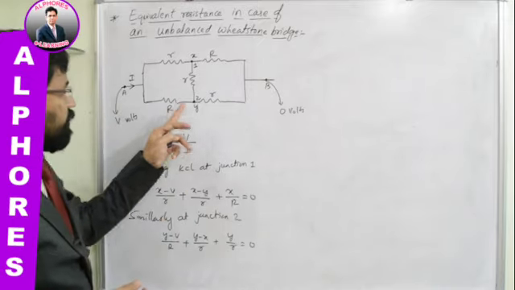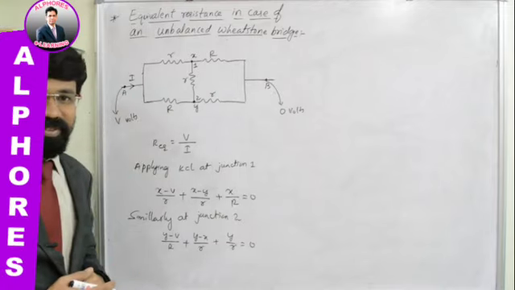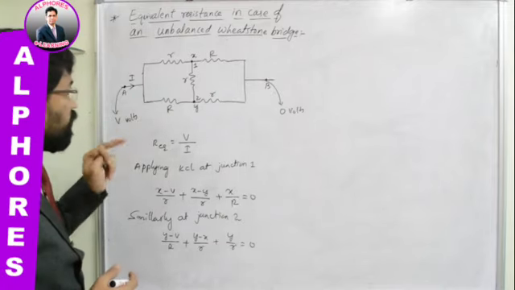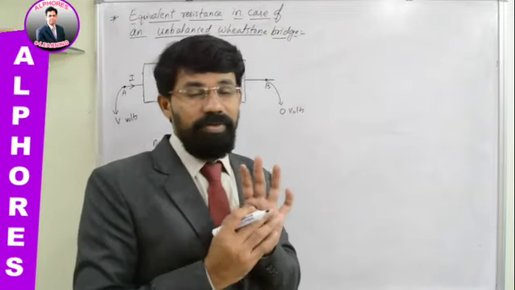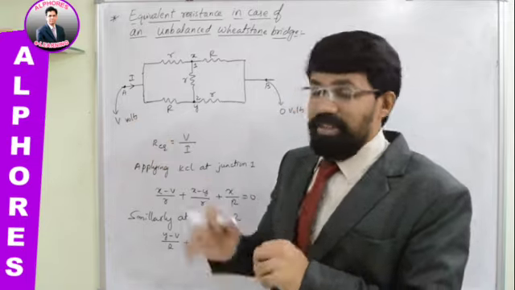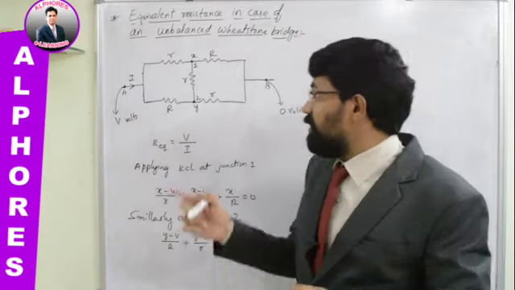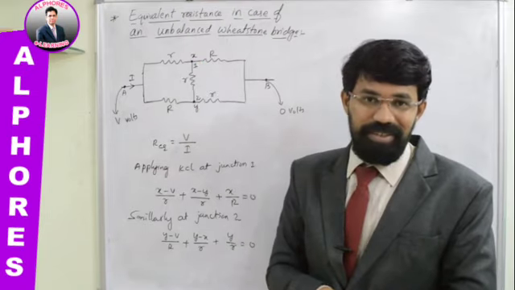Here capital R and small r are known to us. What we don't know is X and Y. We do know this value V also. Whatever situation I have described here, known values are small r, capital R, and this V. These things are known to us. What we don't know is X and Y: the potential at this junction and the potential at point Y are unknown.